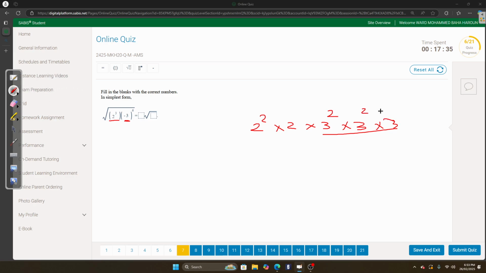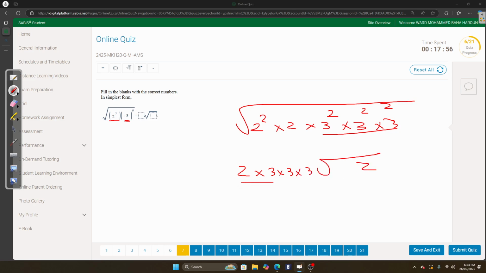So you can have 3 squared, 3 squared, 3 squared. Now you take everything that's to the power of 2, that's an even number, out of the radical, and you're gonna multiply them. So you're gonna have 2 times 3 times 3 times 3 radical 2, which is 2 times 3 is 6, 6 times 3 is 18, 18 times 3 is, let's just calculate it, 54. So it's gonna be 54 radical 2. And that's the answer.